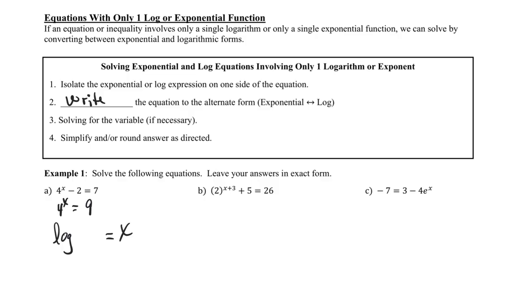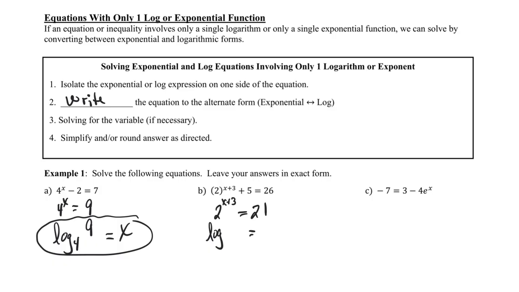All right? Then I want to put the base down there below the log. Which of those is the base? Well, 4 is the base. I only have one thing left. I have a 9. There we go. And since they said leave it in exact form, this would be my answer, okay? Let's look at B. Again, it's an exponent problem, so I need to get this 2 to the x plus 3 by itself. So I'm going to subtract. I get 21. So now I'm going to write it in log form.